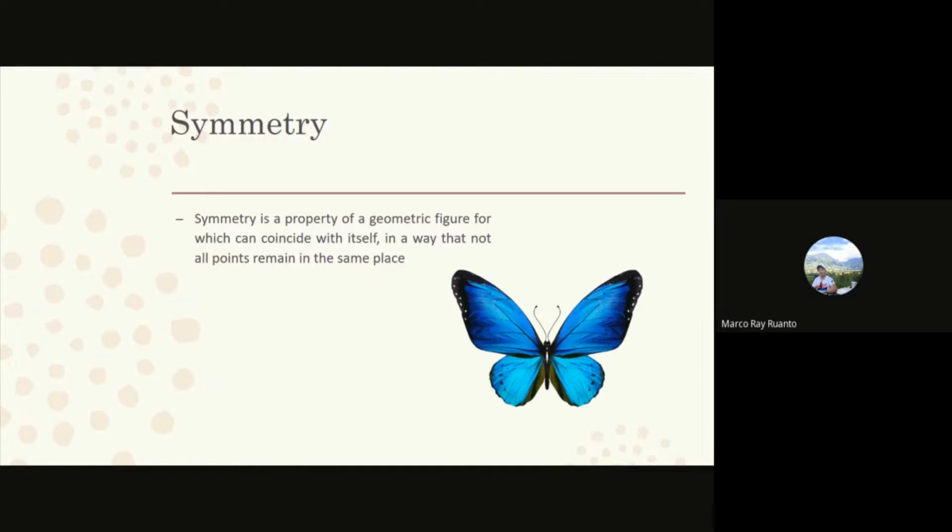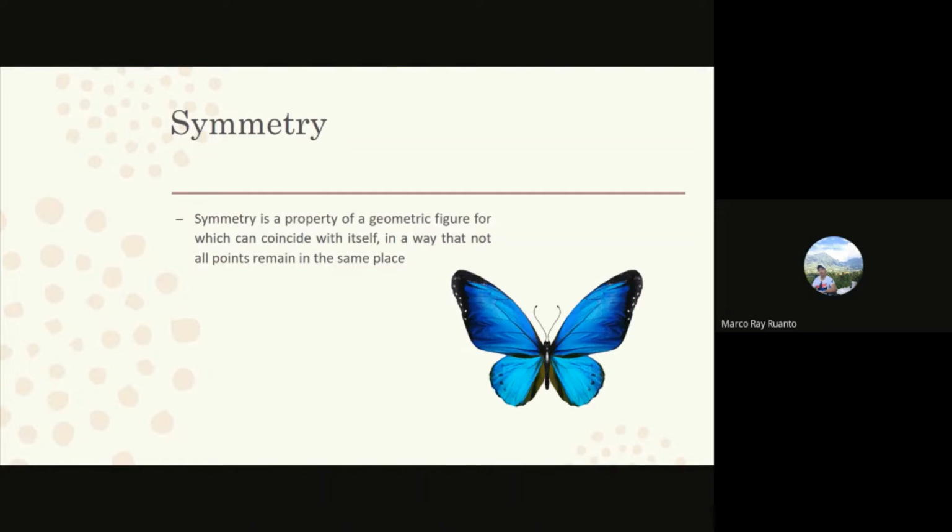Symmetry is a form of transformation where all its measurements are the same. So meaning congruence is preserved in symmetry. Again, symmetry is a transformation where congruence is preserved.